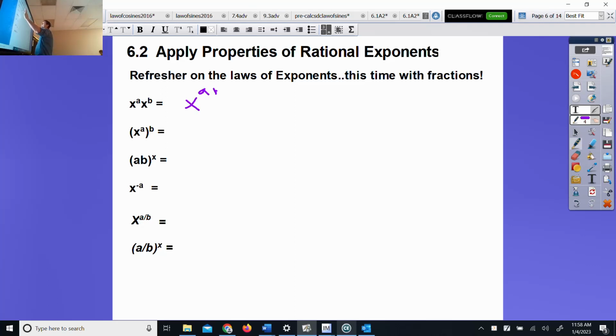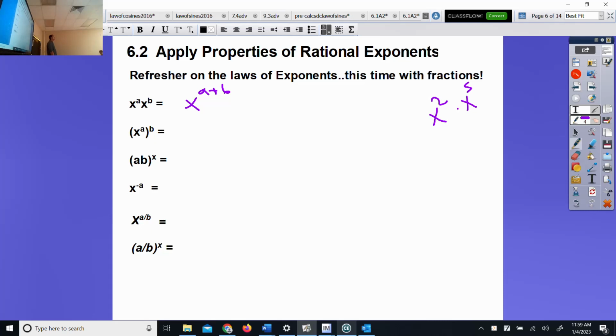You know that. So if somebody asked you what x squared times x to the fifth is, you don't tell them x to the tenth, do you? Don't you tell them x to the seventh? Because you do what with the exponents? You add them.